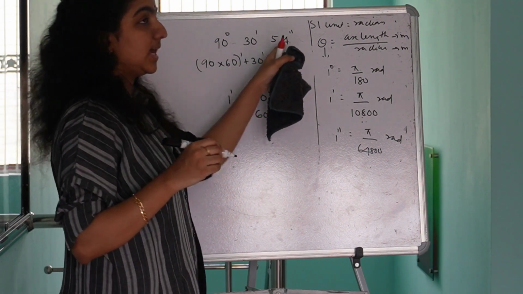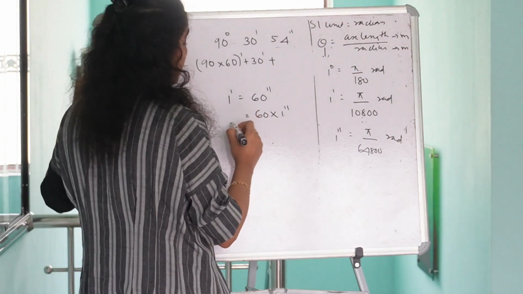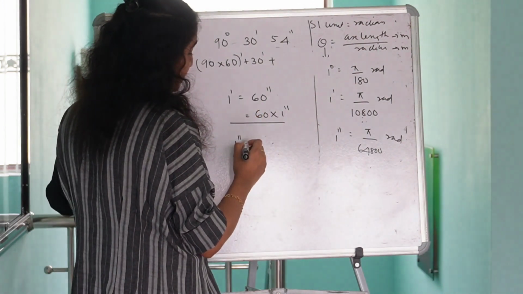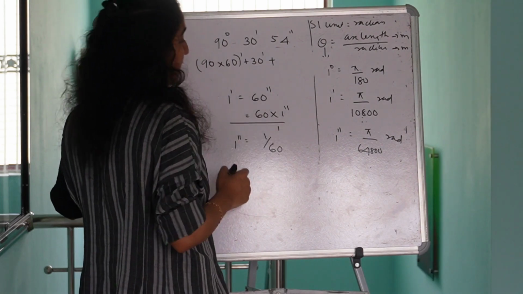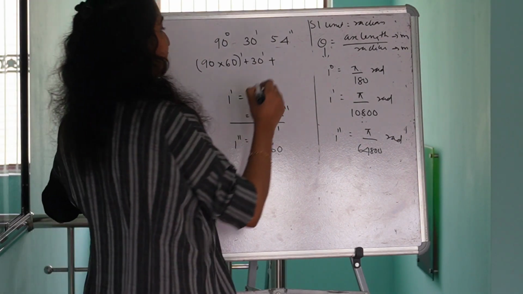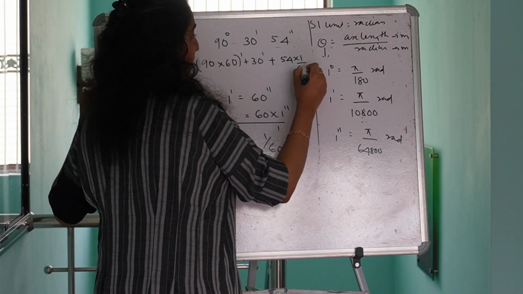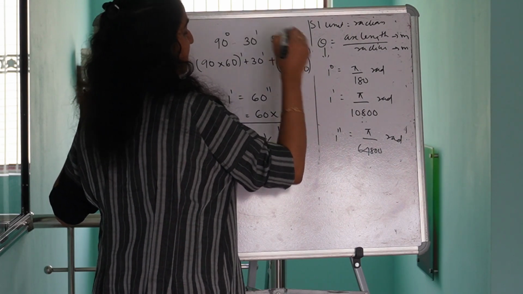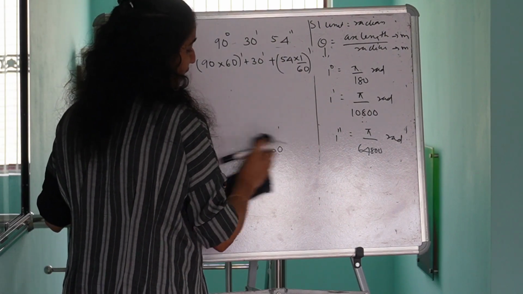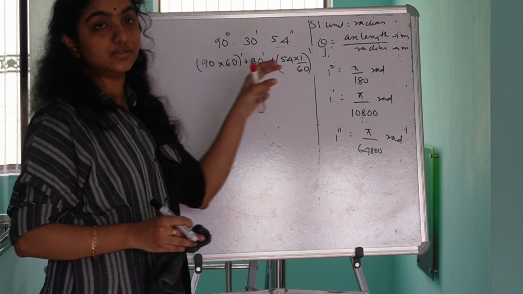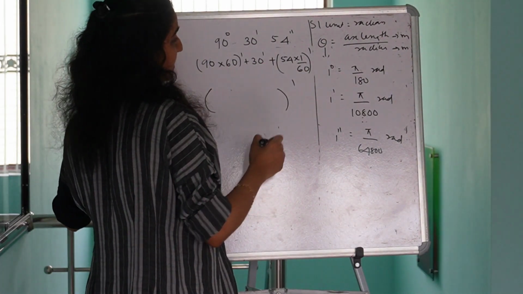Here in this case I have to find what 54 seconds is in minutes. So from this equation I have to find what 1 second is equal to. 1 second is equal to nothing but 1 divided by 60 minutes. So 54 seconds is equal to 54 into 1 divided by 60 minutes. Is it clear, guys? Yes. So if I add all these values, I will get the angular measurement in minutes, isn't it? Yes.